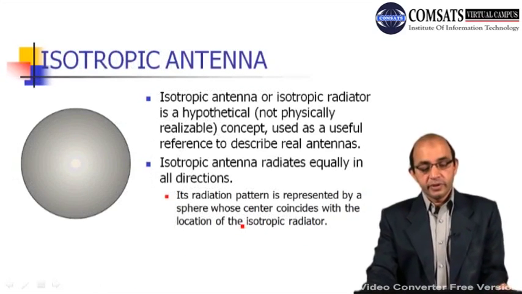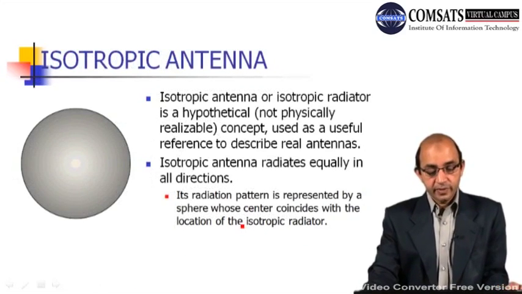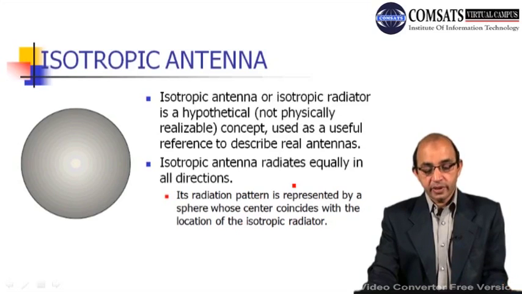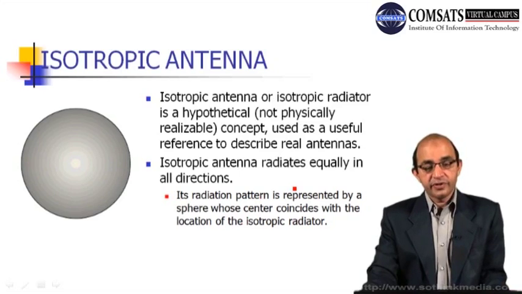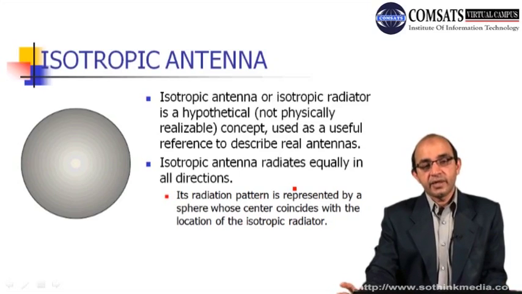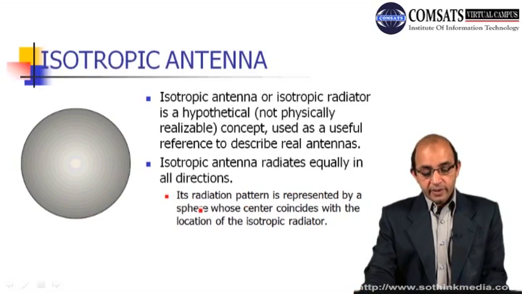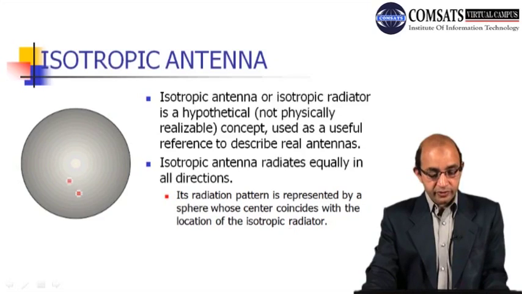So here we have shown the isotropic antenna. So it's a hypothetical antenna, and we normally take this as a reference, and we say that it radiates energy in all directions equally, right? So its radiation pattern is represented by a sphere as shown here, whose center coincides with the location of the isotropic radiator. So we have a radiator over here, right?